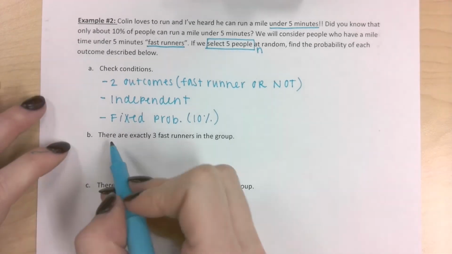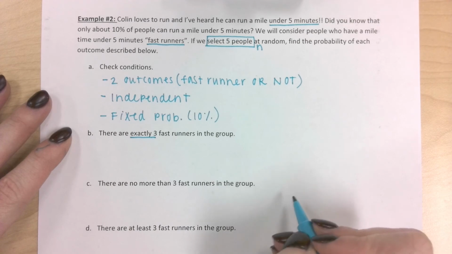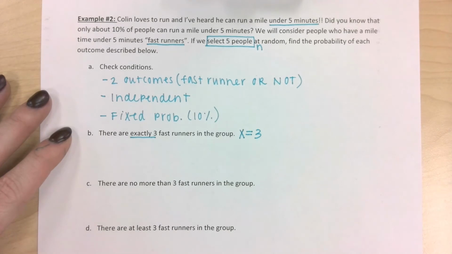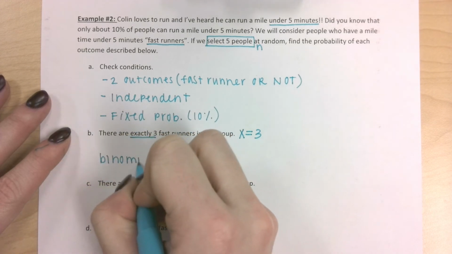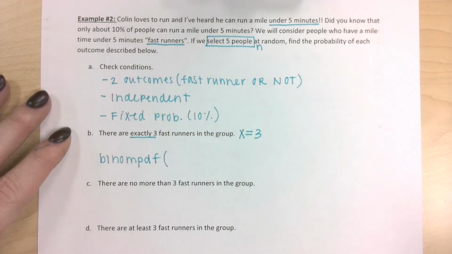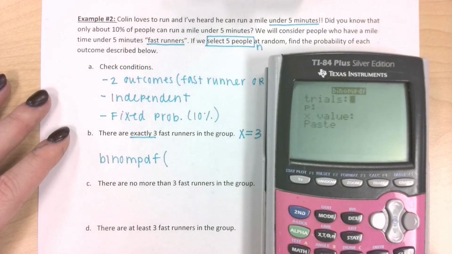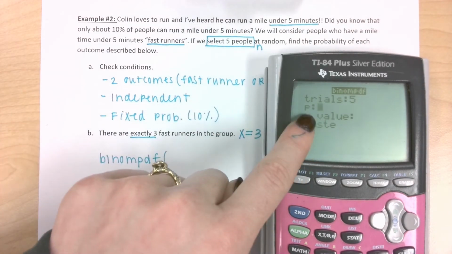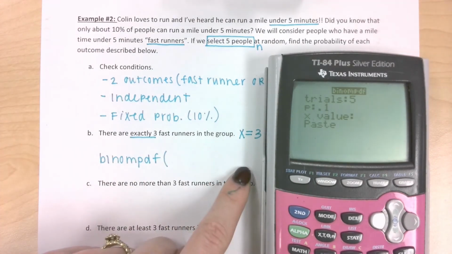Okay, part B says find the chance that there are exactly 3 fast runners in the group. So I'm looking for the chance that x is equal to 3. Now, equals 3 means that I would be using a PDF. This is binomial. So my trials are 5. I'm selecting 5 people at random. The chance of them being a fast runner is 10%, so 0.1. And the x value I'm looking for is 3.